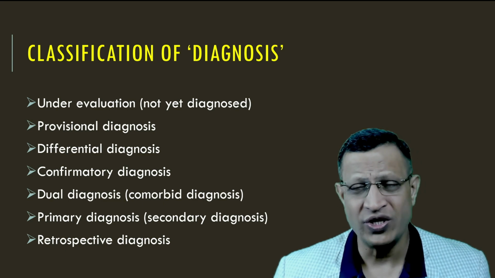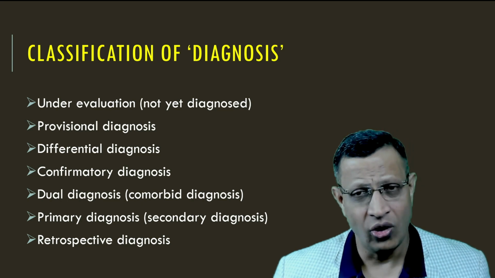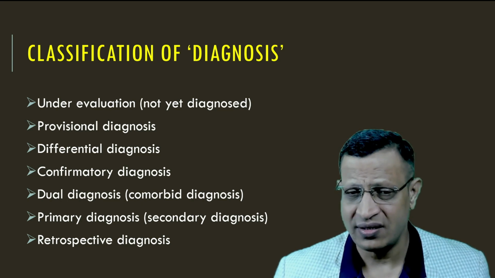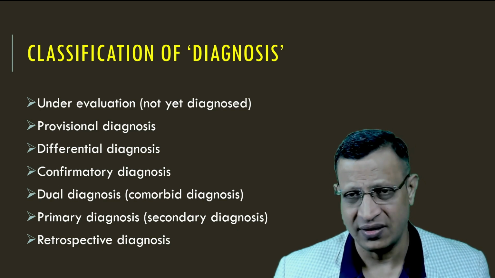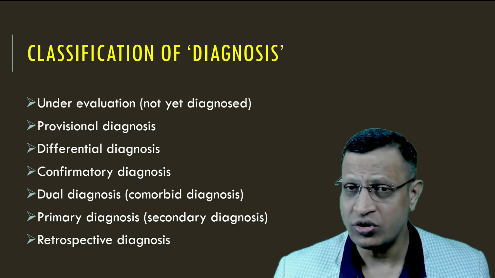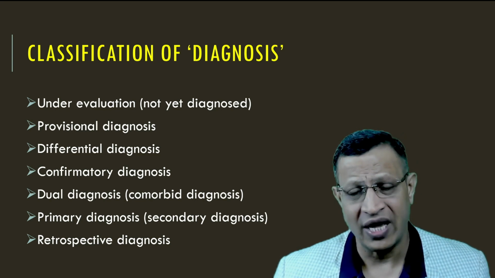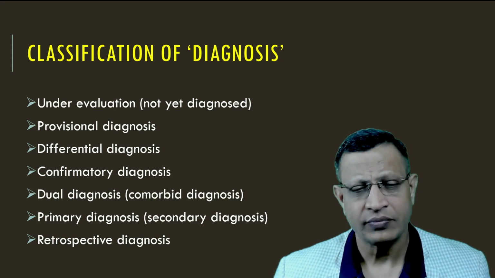Confirmatory diagnosis. Once you have got all the information and you are clear about the diagnosis, we consider it as confirmatory diagnosis. Dual diagnosis, having 2 illnesses. Comorbid diagnosis, many diagnoses may be there in a single person. For example, a patient with OCD may have depression, may also have tic disorder. Over a period of time, he may develop psychosis. That means he has multiple diagnoses.